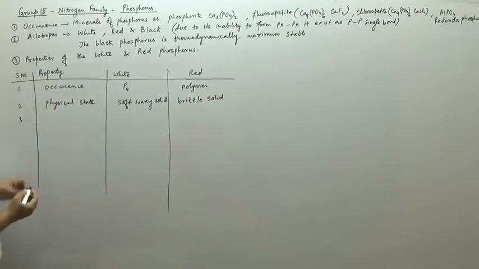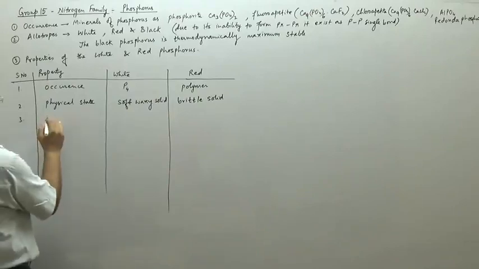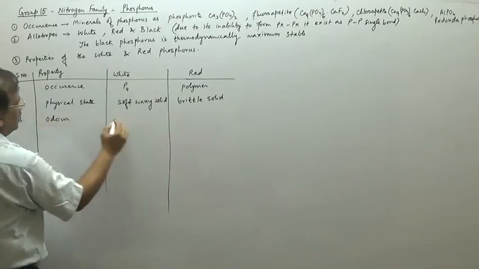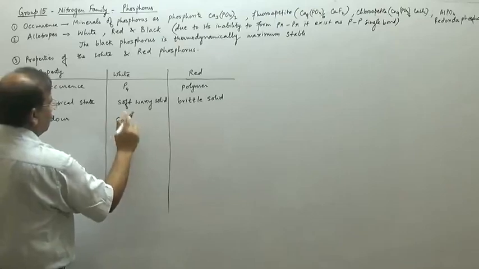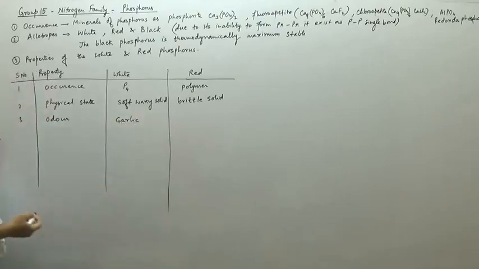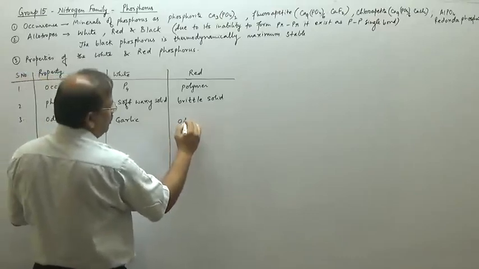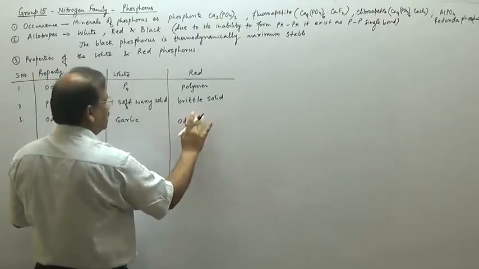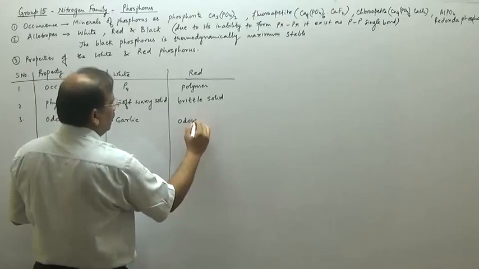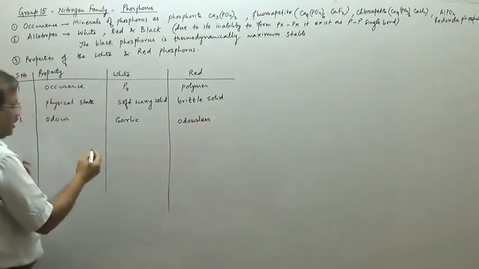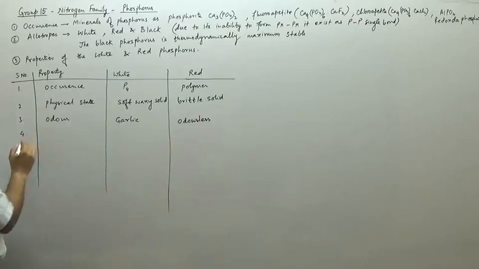Next property we can write is the odour. White phosphorus will have a garlic odour. And red phosphorus, which is less reactive, is odourless. So this is odourless.